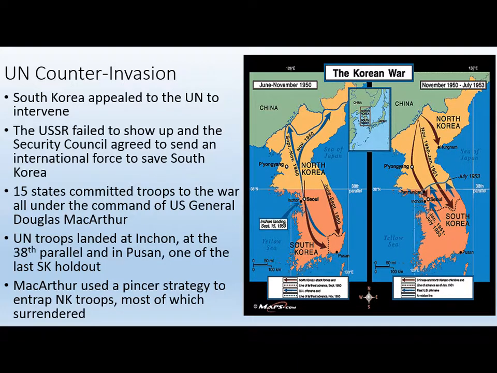So the UN force does two things. One, it lands an invasion force in Incheon, right here, very close to the 38th parallel. It's also going to land troops in Busan. Busan is the new capital of South Korea that's barely holding on. From January 1951 to July 1953, MacArthur's executing a pincer strategy. So we've got soldiers moving down, and we've got soldiers moving up from Busan, and they're capturing North Korean troops in the middle. Hundreds of thousands of North Korean soldiers surrender as a result of this pincer strategy.